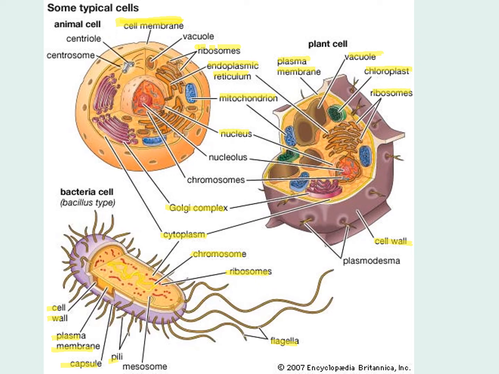These pictures are not to scale, because if they were, the bacterial cell at the bottom would be very, very, very, very small. So bacterial cells are the smallest, followed by animal cells, and then the larger cells tend to be the plant cells.